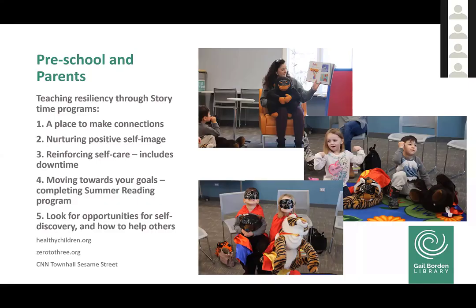Also, we're looking for opportunities for self-discovery and how to help others. So whenever there's something happening in our community, or Glenna will tell me, oh, we're gonna deliver some cards, we'll have little activities that the preschoolers can participate in. They made little veterans appreciation cards before Veterans Day. They've made little spring cards and little crafts that they can donate to decorate some of their local community memory cafes or memory facilities. So there's a couple tabs there for healthychildren.org and 0 to 3.